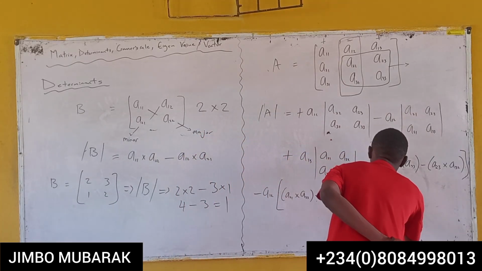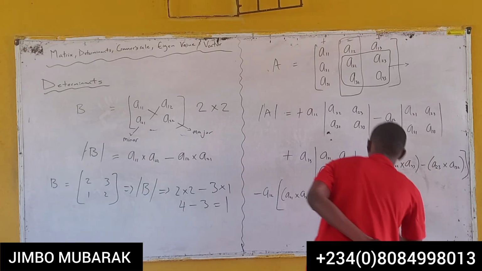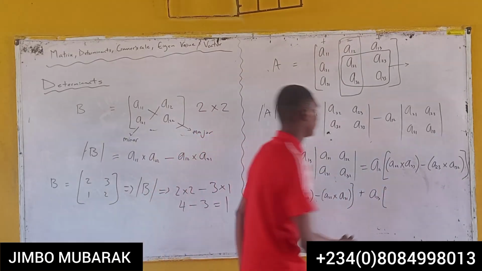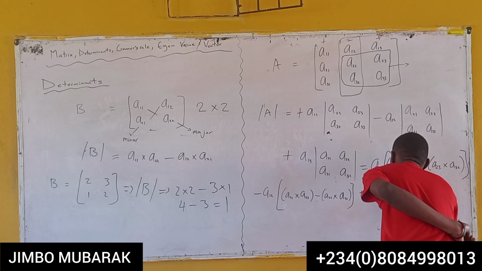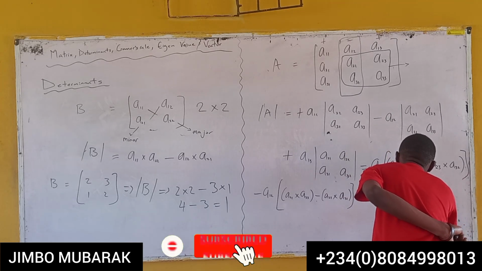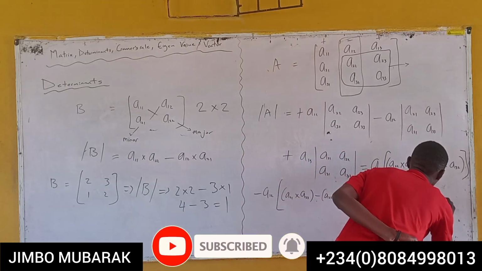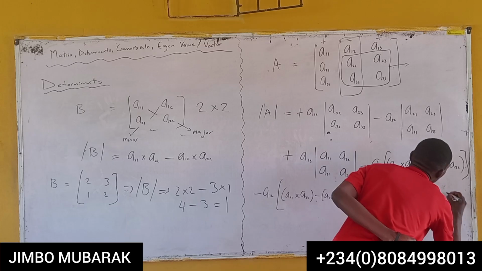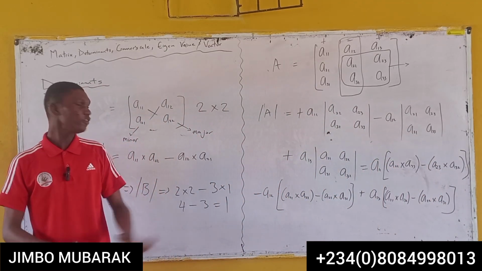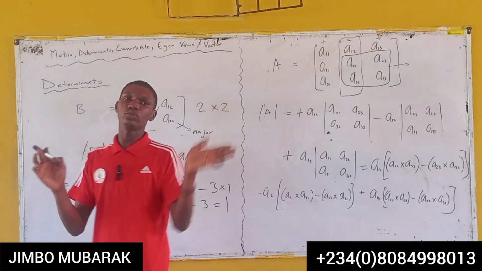So what's the next one? Plus A13. Then what do we have? A21 times A32 minus A22 times A31. I know this might look like gibberish, but if you are able to understand all this, then you can apply it to any value you are given.